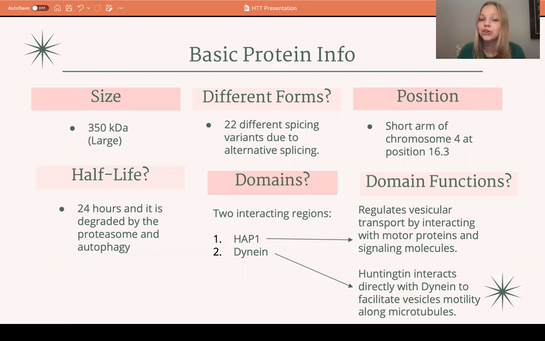The domains, there's two interacting regions. One is the HAP1, which regulates vesicular transport by interacting with motor proteins and signaling molecules. The dynein is what Huntington interacts directly with to facilitate vesicle motility along microtubules.